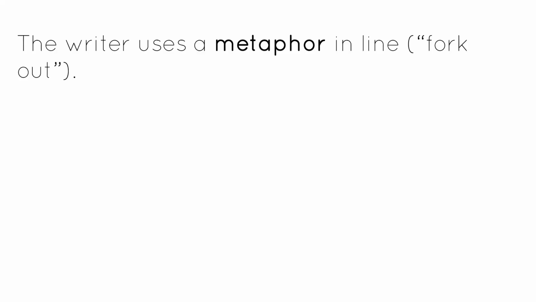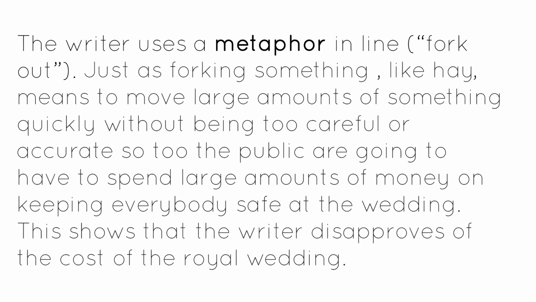So the writer uses a metaphor in line, oh, I forgot to put the line number. Doesn't matter because we've quoted, so we'll still get the mark, "fork out". And I use my "just as" and "so too". Just as forking something like hay means to move large amounts of something quickly without being too careful or accurate, so too the public are going to have to spend large amounts of money on keeping everybody safe at the wedding. This shows that the writer disapproves of the cost of the royal wedding.